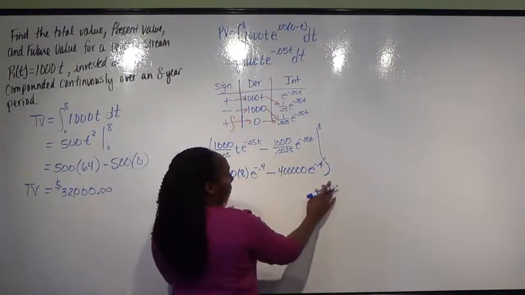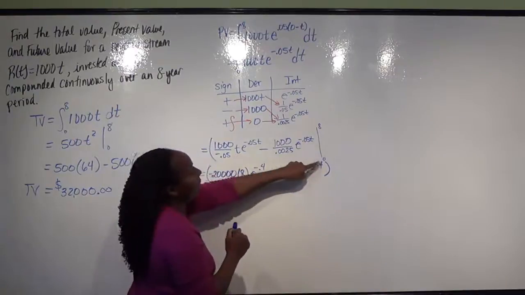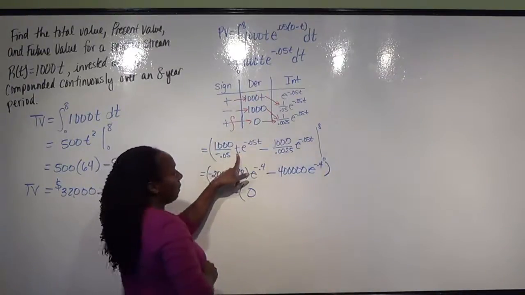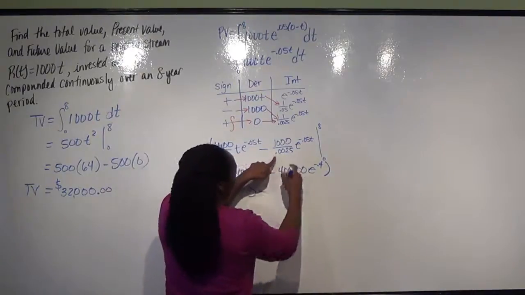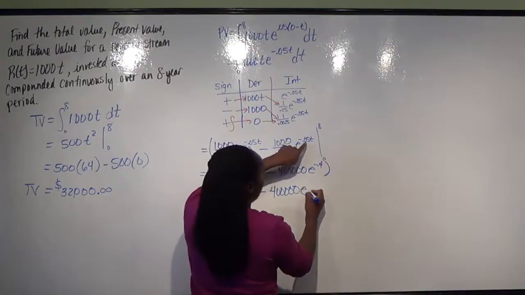That's all at our upper limit. Minus at our lower limit, plugging in 0. Notice in this first one, that's just going to go to 0 because of the t. Minus over here, 400,000 e to the 0.